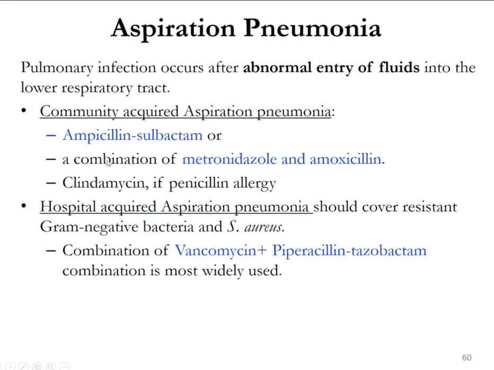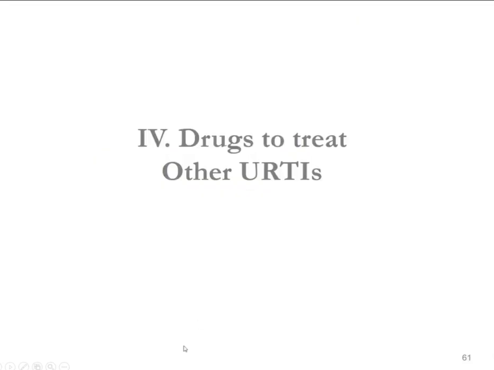Community-acquired aspiration pneumonia. You can use ampicillin sulbactam. I'm not going to teach the drug in detail, but this is a penicillin. Sulbactam is a beta-lactamase inhibitor. You already learned that in other lectures. Also, a combination of metronidazole, that is an entirely different drug. It is a DNA synthesis inhibitor. It can kill all the anaerobes, right? It's a prodrug, activated only in anaerobes. And amoxicillin you can add. Or in the hospital setting, for hospital-acquired aspiration pneumonia, vancomycin plus piperacillin and tazobactam.